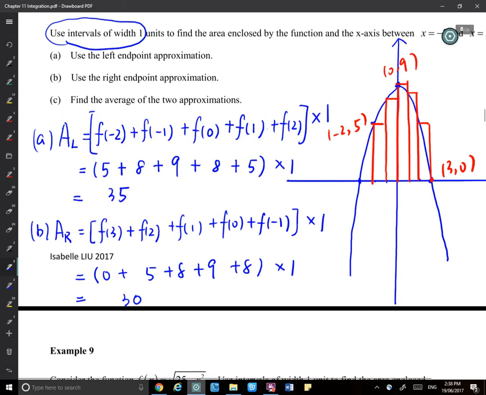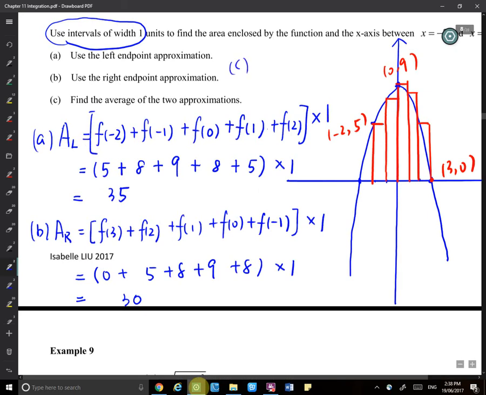And C is asking you to find the average. So the average equals 35 plus 30 divided by 2, which is 32.5.